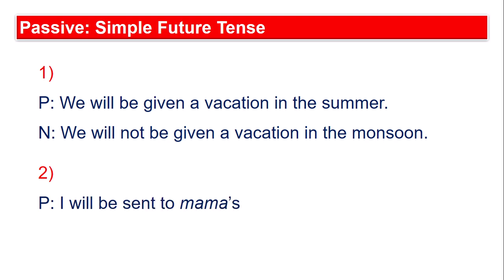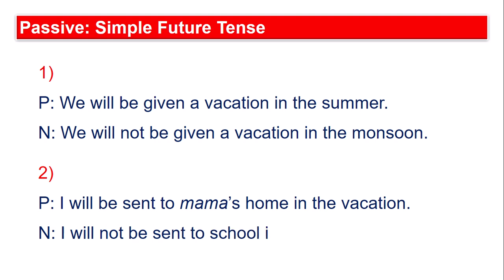Second sentence, again I myself am an object, and that's why the sentence begins with I, because the activity of being sent is performed on me. So I will be sent to mama's home in the vacation. Mama means maternal uncle. I will not be sent to school in vacation. So in vacations we are not sent to school anymore.